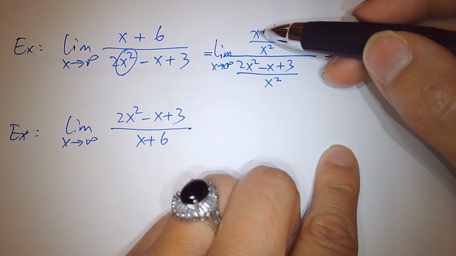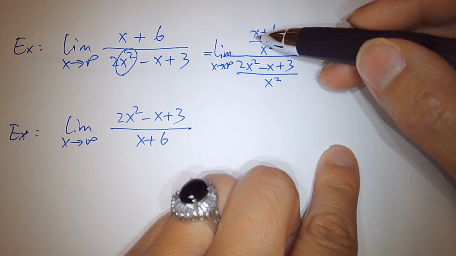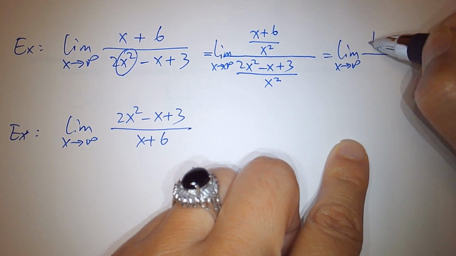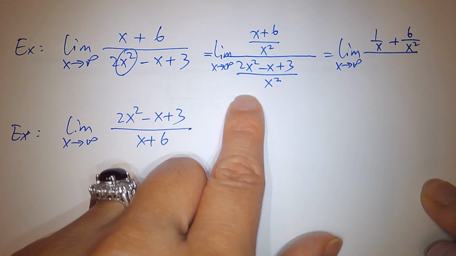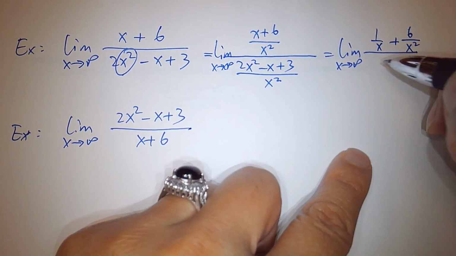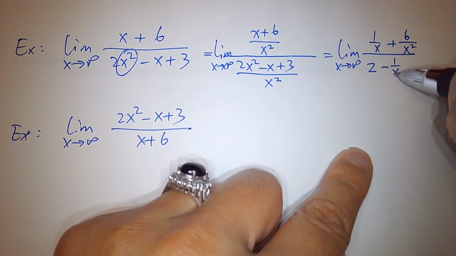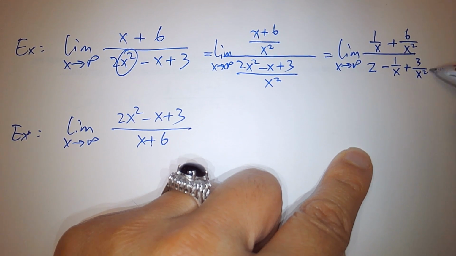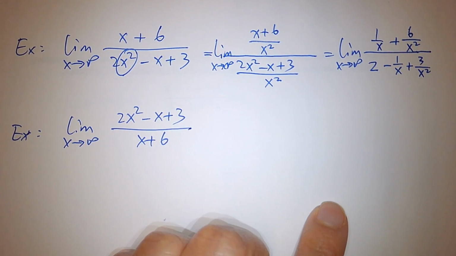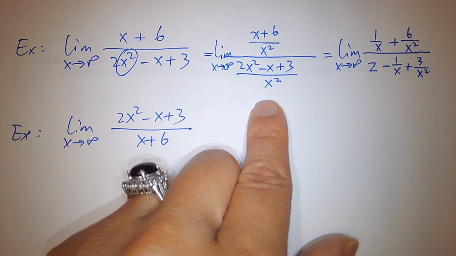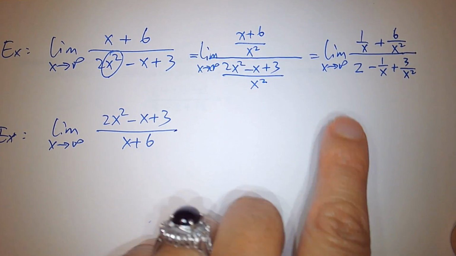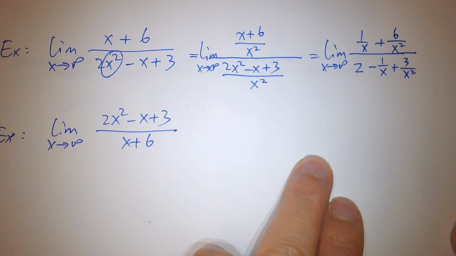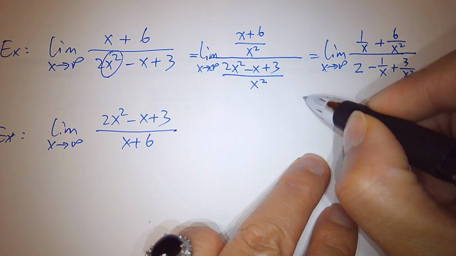On the top we have what? 1 over x, right? 6 over x squared. On the bottom, what do we have, guys? 2 minus 1 over x plus what? 3 over x squared. Plus, yes, plus. We just need to take these signs. Sorry. Okay, now let's check the limit.